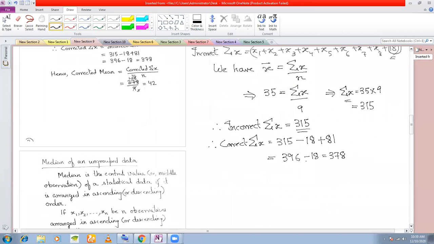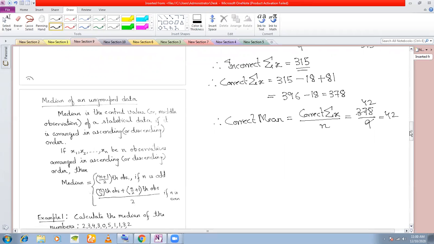Now once we have got the correct summation x, what is the correct mean? Because the number of observations remains the same, the correct mean is the correct summation x divided by n, which is 378 divided by 9, which comes to 42. So that is what this sum is. Important sum. Please take note of this sum.